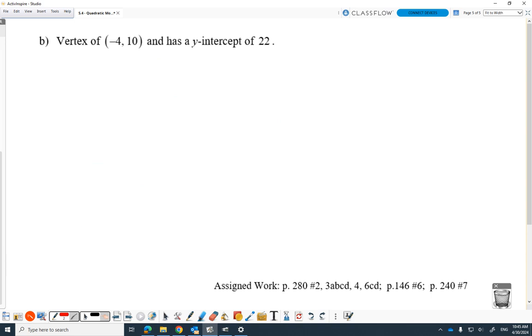Vertex negative 4, 10 and a y-intercept of 22. Okay, let's rewind the clock. Back when I was teaching y equals mx plus b, I tried to encourage you, write down y equals mx plus b first before you even start. Then you can start thinking. I'm preparing you for physics, for chemistry, for later math courses. Just go, okay, well, what's the formula situation here? Let's not overthink this just yet. y equals a(x minus h) squared plus k.